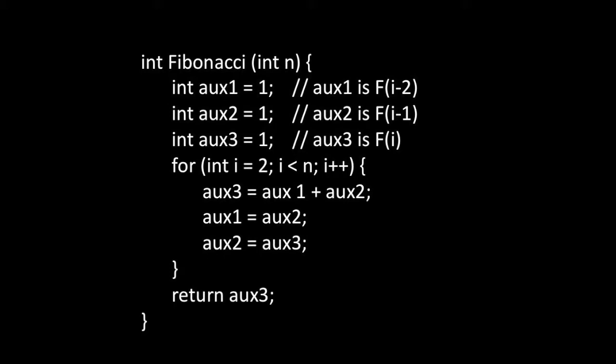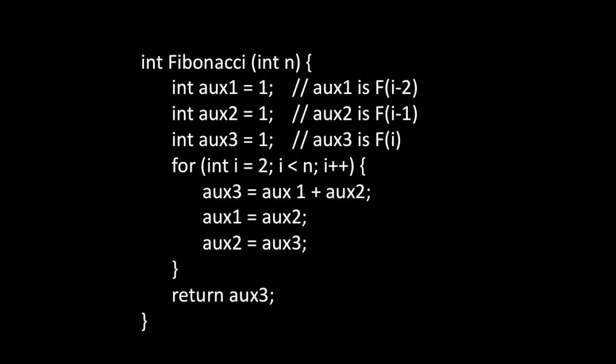Here's the loop body. We'll initialize i to 2. As long as i is less than n, and that means we're going to start as long as n is 3 or greater. Why? Because we know that f of 1 is 1 and f of 2 is 1. So as long as n is 3 or greater, we'll execute the body of the loop, and every time we execute the body of the loop, we'll increase i by 1.